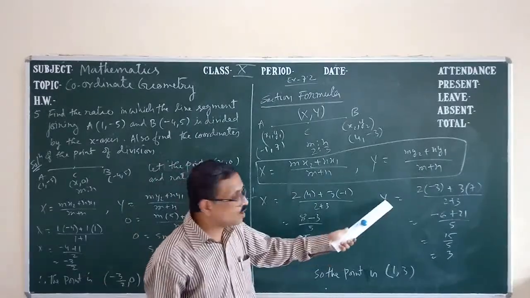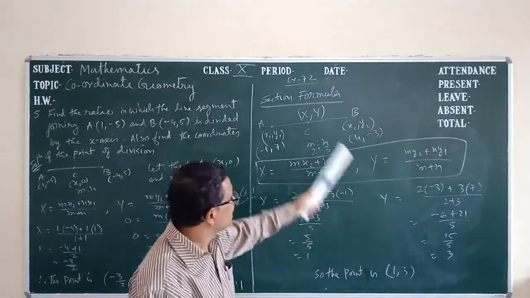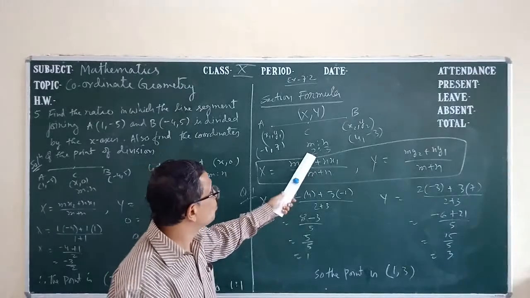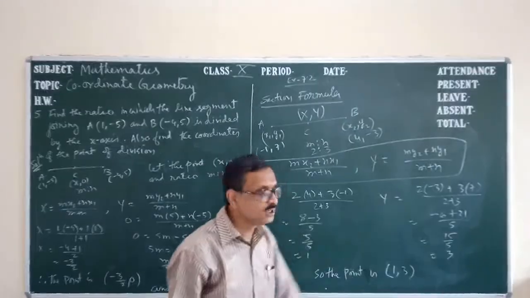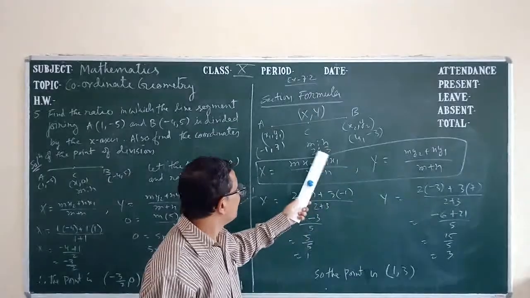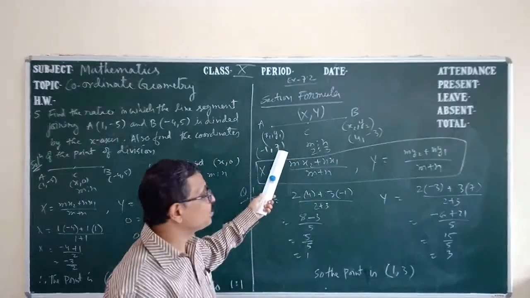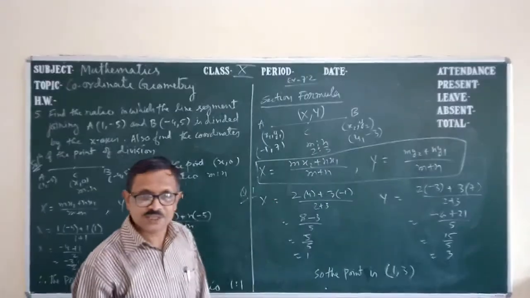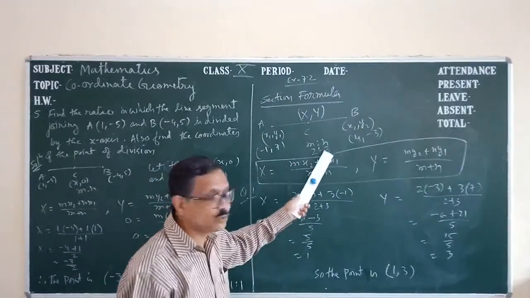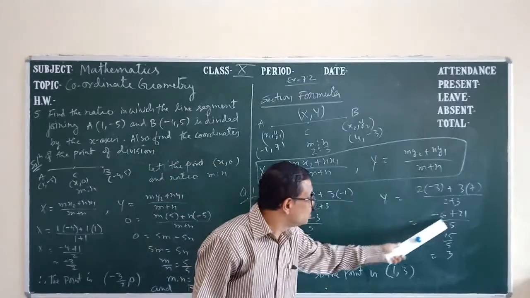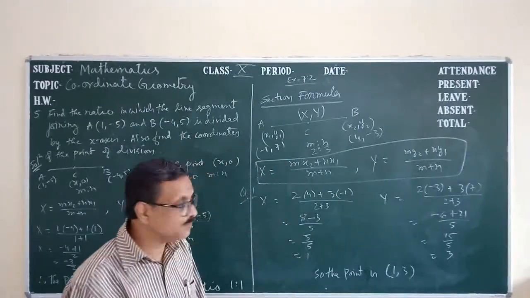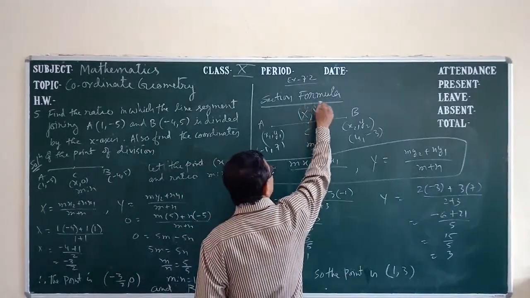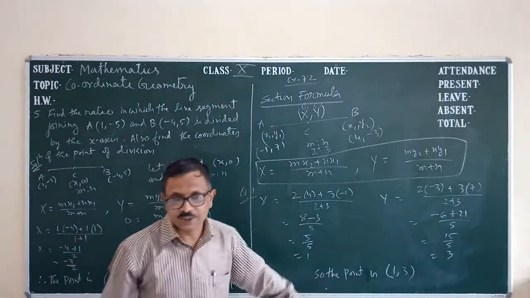In the same way, you solve the y value also. Capital Y is equal to my2. M means 2, y2 means -3. 2 into -3 plus n means 3, 3 into y1, 3 into 7, upon 2 plus 3, because m plus n, m value is 2, n value is 3. So we do the calculation: -6 plus 21, 15 upon 5, that is 3. So the point is (1, 3).